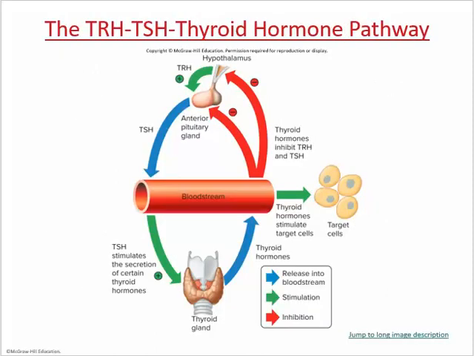So TSH stimulates the secretion of thyroid hormone. Thyroid hormone is released, which stimulates the target cells to increase their metabolic rate. Thyroid hormones inhibit releasing hormone and stimulating hormone. The releasing hormone causes the anterior pituitary to release stimulating hormone, which then causes release of thyroid hormone, so it's a feedback loop that way.